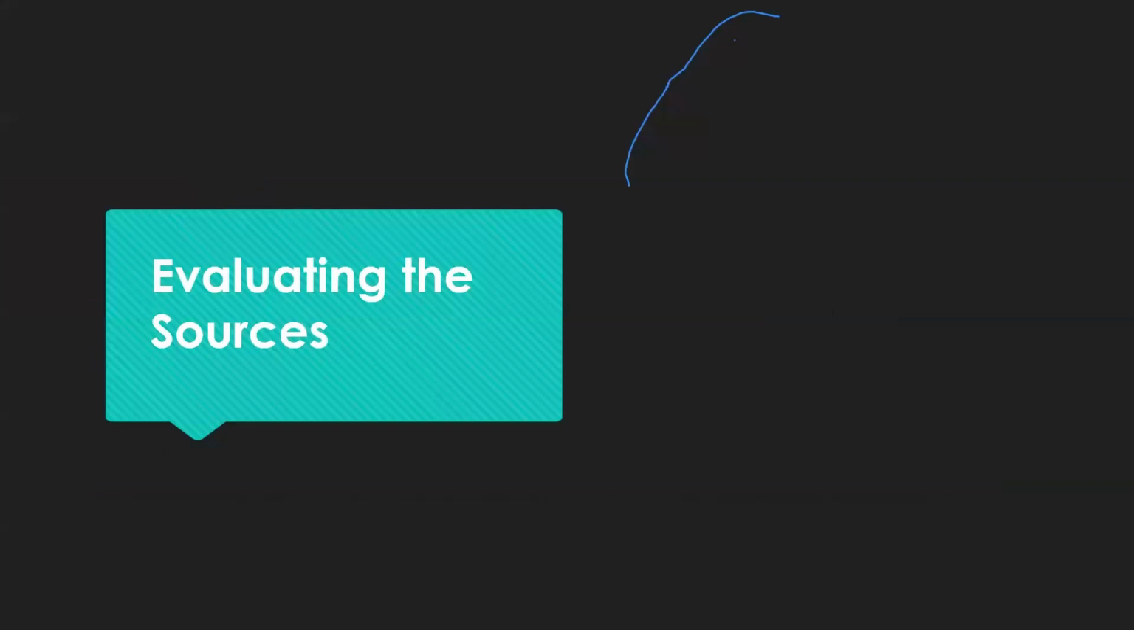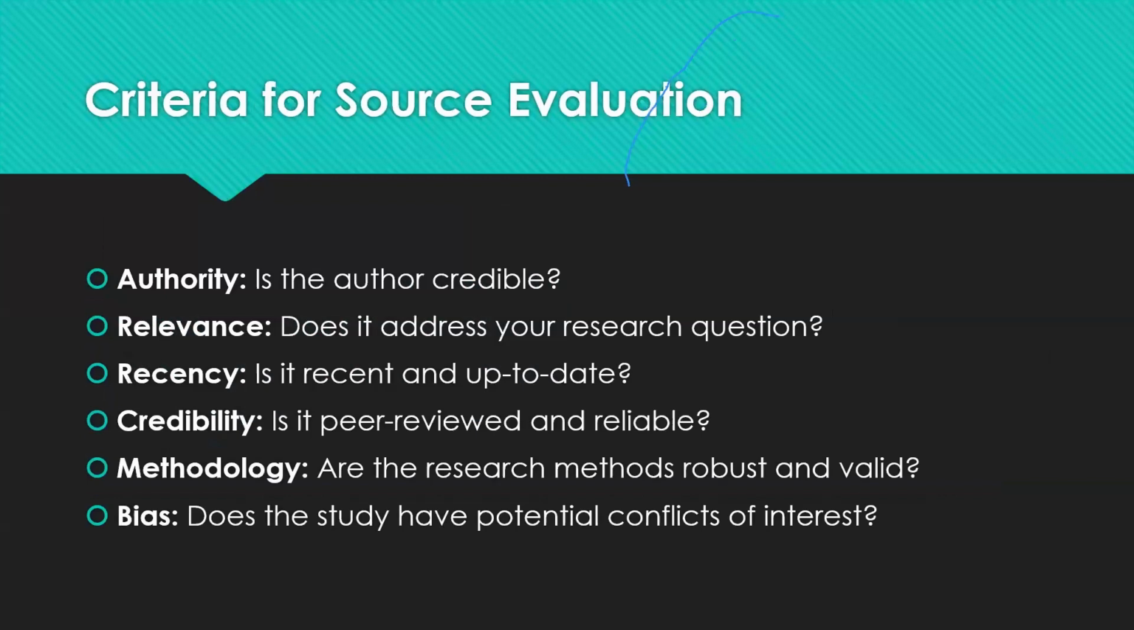The next one is evaluating the sources. When conducting a literature review, you need to evaluate the sources which you include. This is a critical thing. So these are the criteria for evaluating the sources. First one is authority. Is the author credible or not? Check the author's qualification and background to ensure whether they are an expert in the field or not.